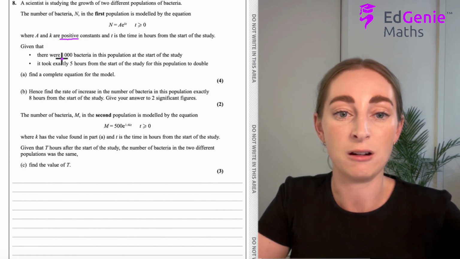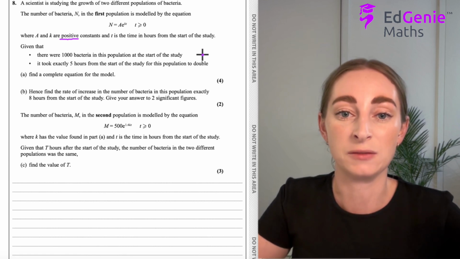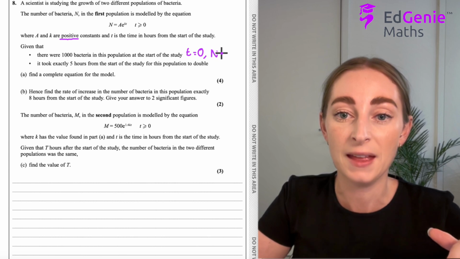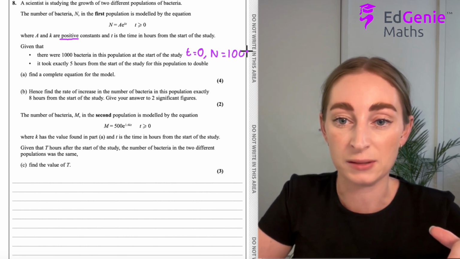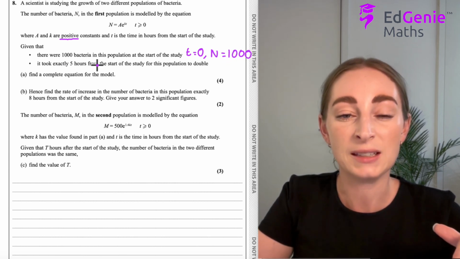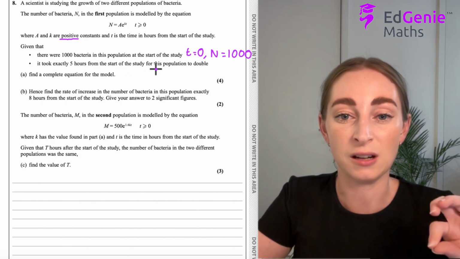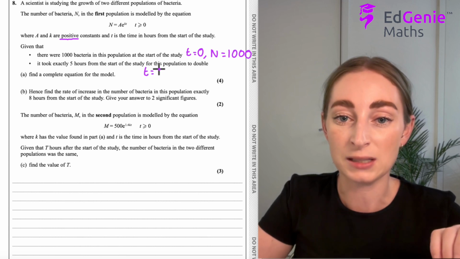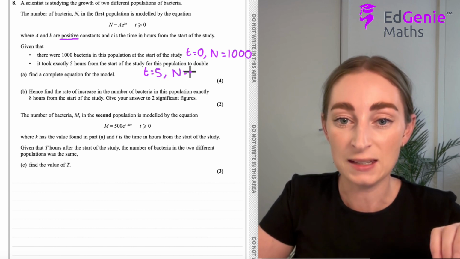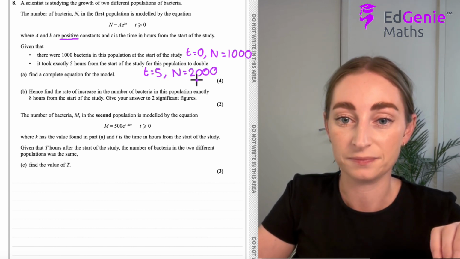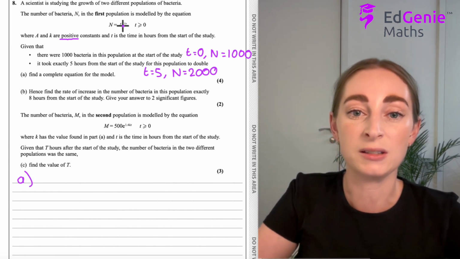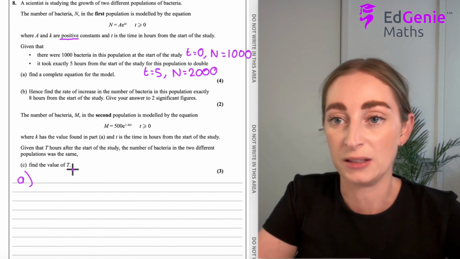Given that there were 1,000 bacteria in this population at the start of the study. Okay, so that means when t was 0, n must be 1,000. It took exactly 5 hours from the start of the study for the population to double. So that means when t was 5, n is going to be 2,000. Find a complete equation for this model. So they basically want us to find a and k, don't they?